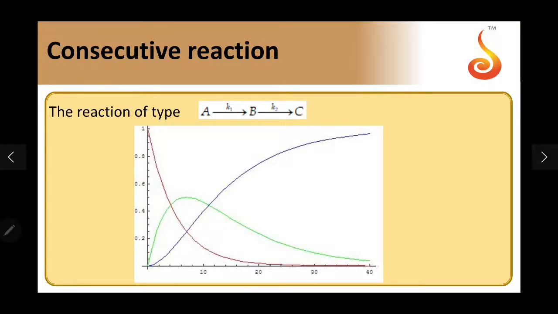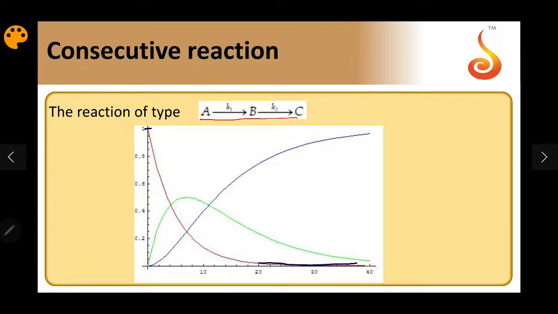Consecutive reaction. Consecutive reaction is like A giving rise to B, further B giving rise to C. The rate constants are K1 and K2, and both are first order. If you take the graphical representation of this reaction, the concentration of A from the top decreases exponentially, almost touching the x-axis.